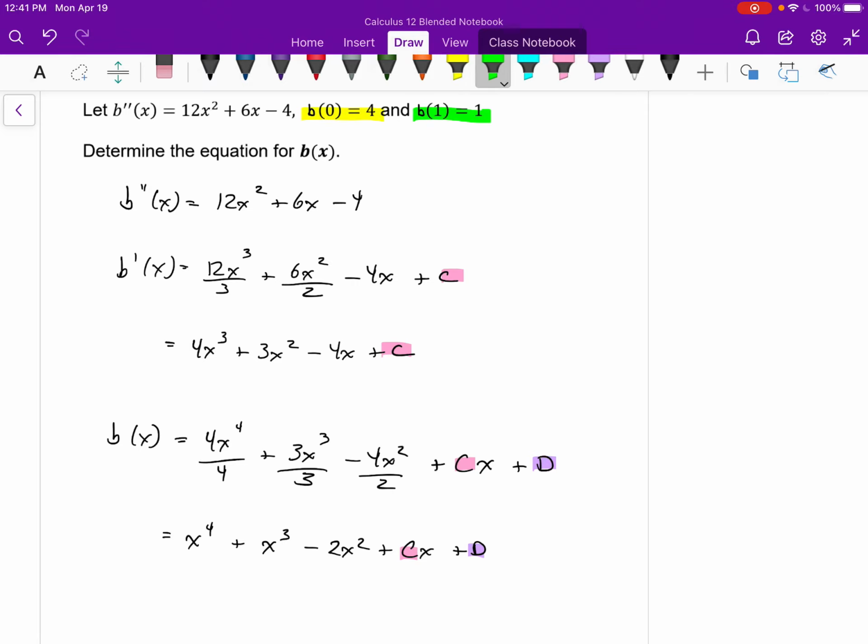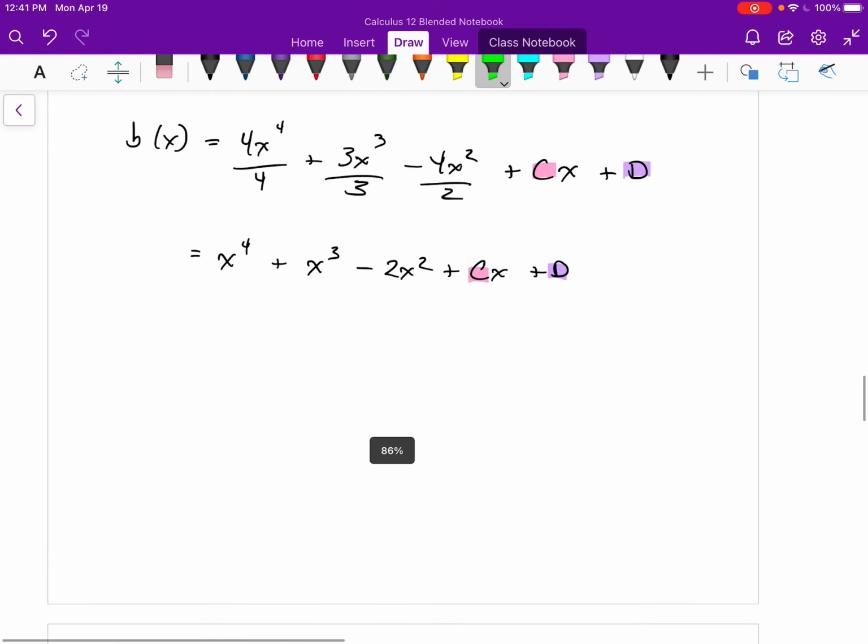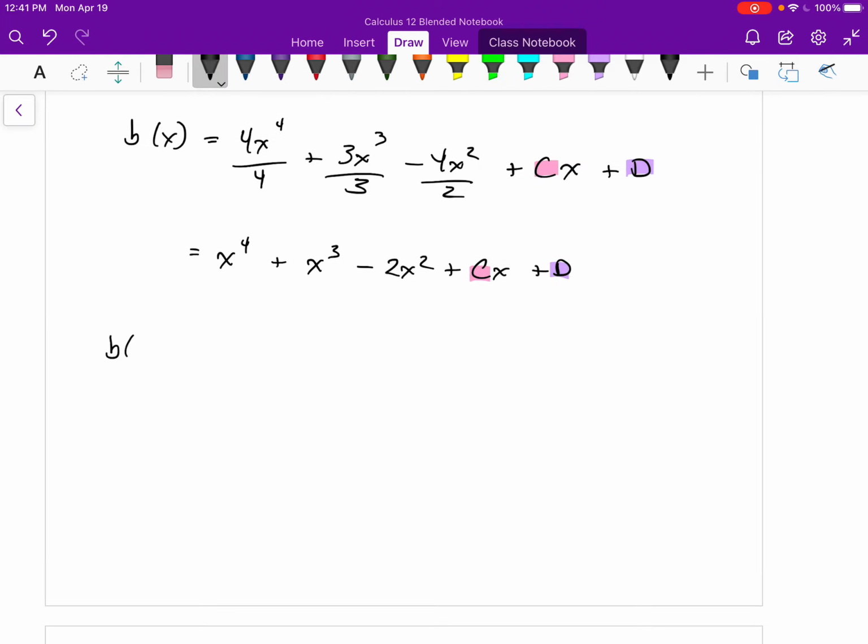And so let's just look at my function b of x and replace x with 0, because I know that b at 0 is going to be the same as 0 to the power of 4 plus 0 to the power of 3 minus 2 times 0 squared plus c times 0 plus d. And I know that equals 4. So really quickly, I know that d must equal 4. Because everything else is 0. All right, so now I know one of my two constants, d is 4.